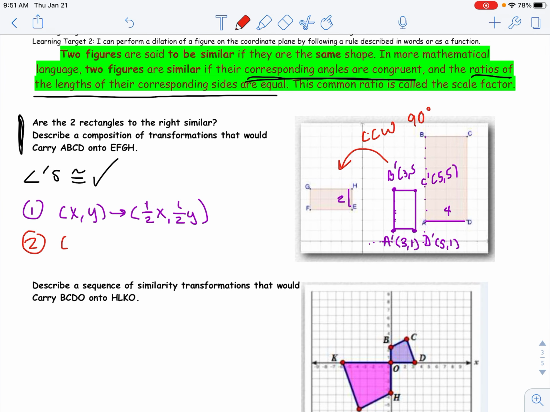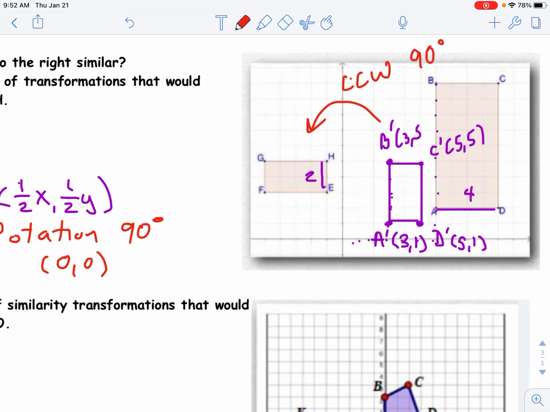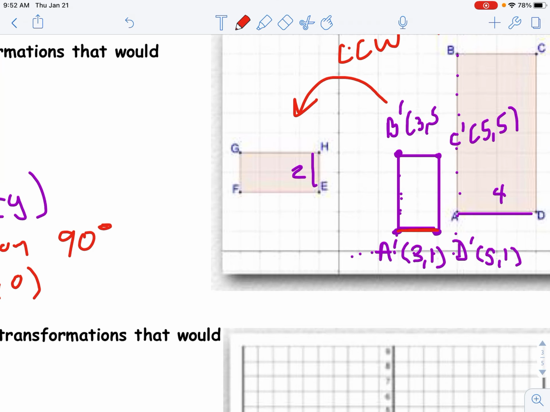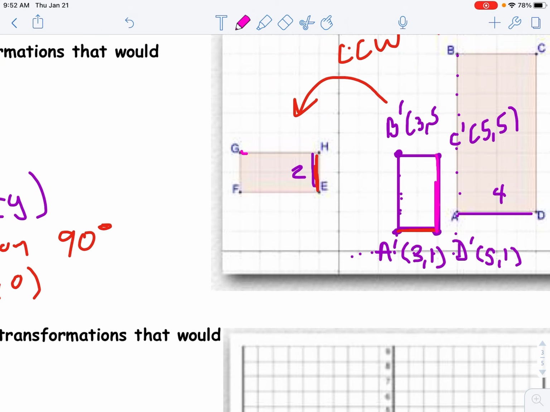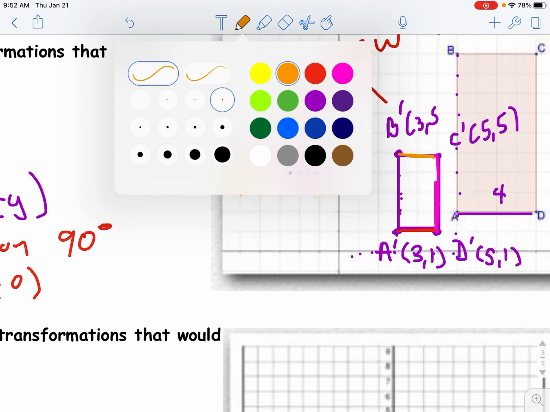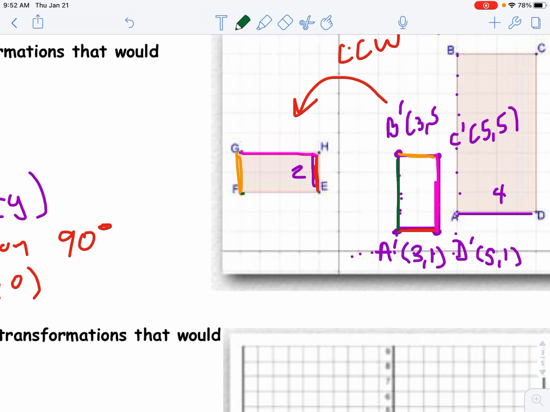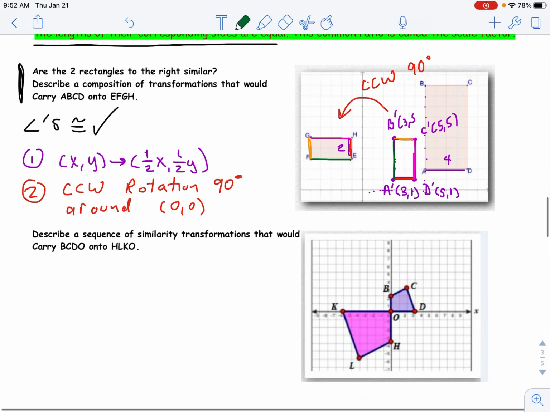All right, so number 2 is going to be, we'll just write it in words, counterclockwise rotation, 90 degrees around 0, 0, the origin. And then when I do that, that takes AD and matches it up with HE, takes CD and matches it up with GH, BC matches to GF, so on and so forth. Bada bing, bada boom. All right, so these two rectangles are in fact similar.